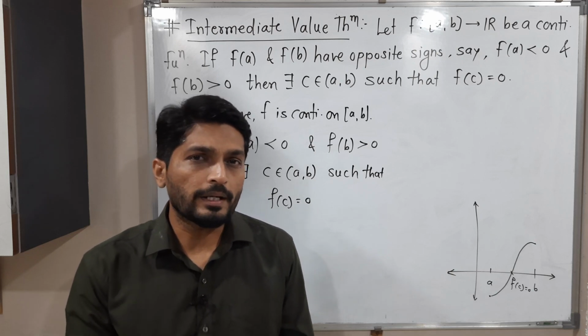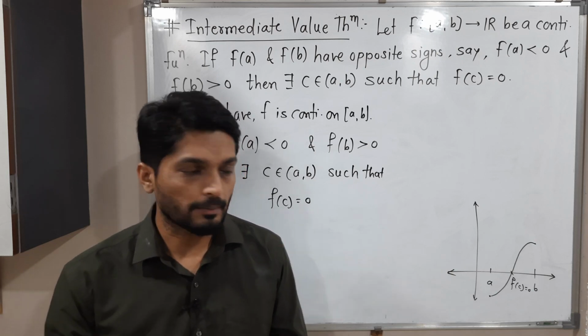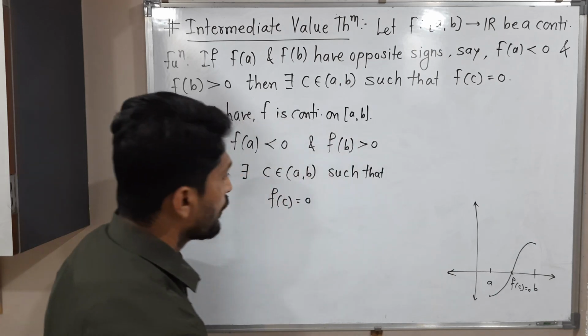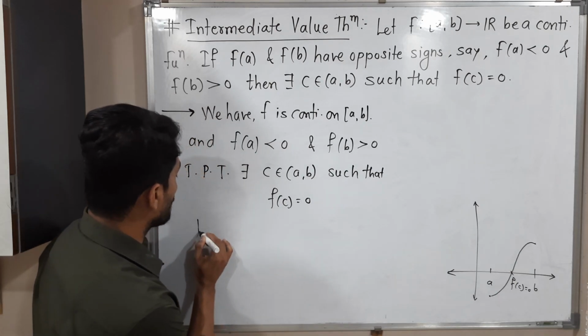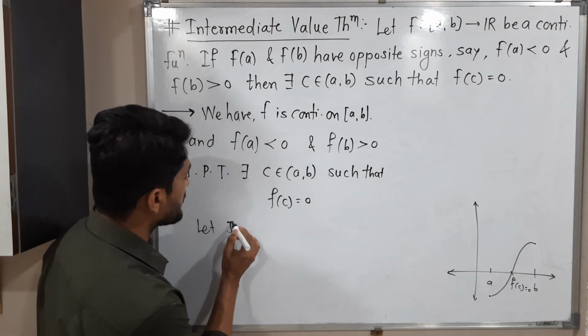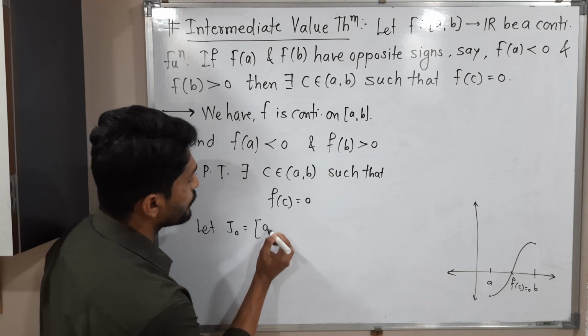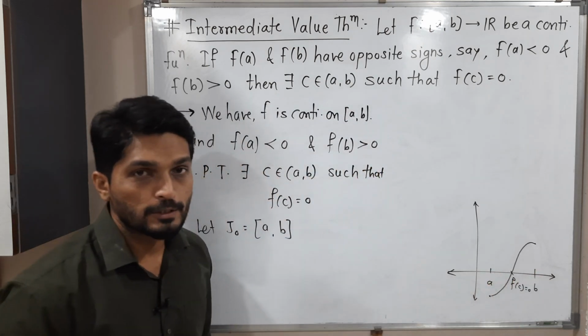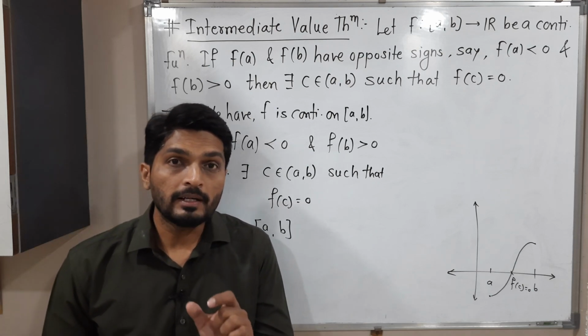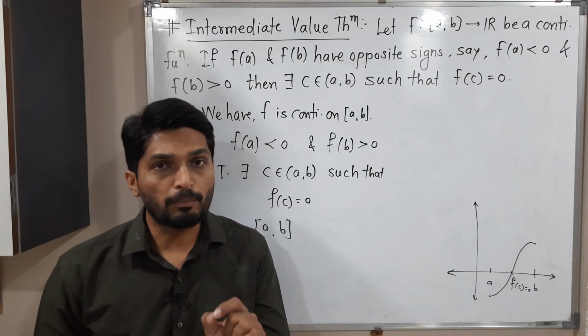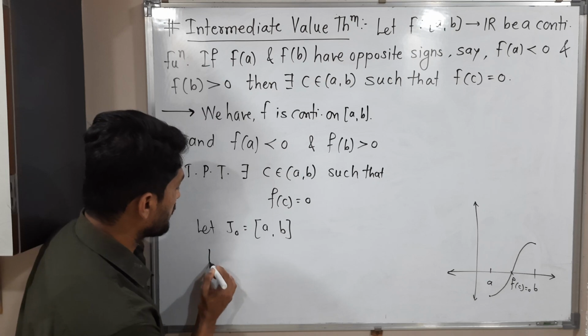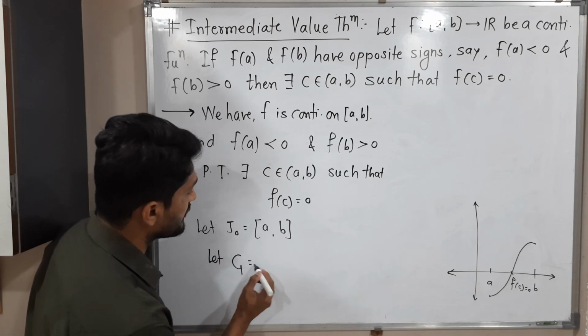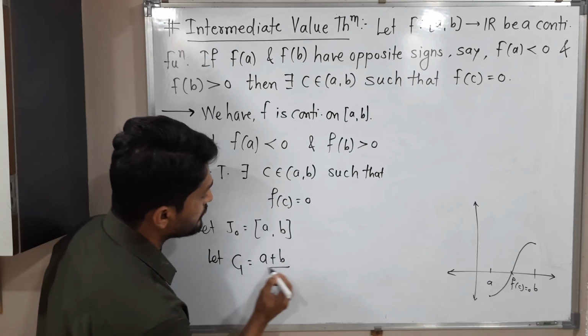So the proof is quite constructive. Let us start. Whatever interval we have, I am going to call it z0. It is the closed interval AB, so this closed interval I am calling z0. Then I will take a midpoint, and I am calling it C1. C1 is equal to a plus b by 2.